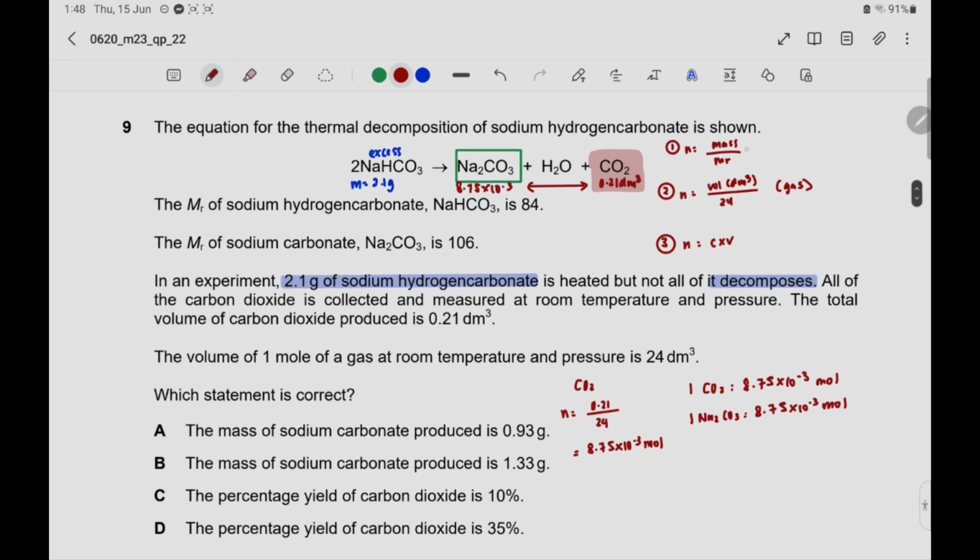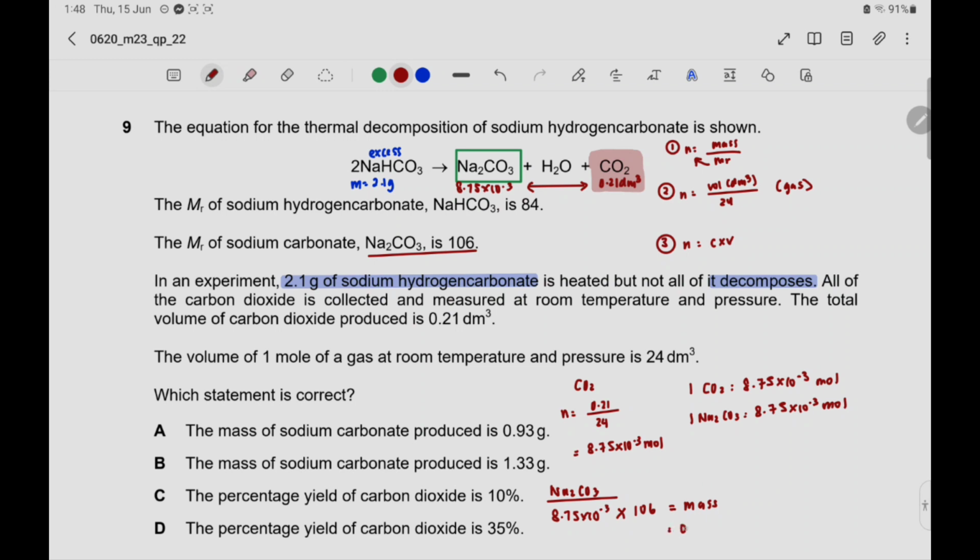So I use the first formula to get my mass because I already have my Mr. So my number of moles, 8.75 times 10 to the power of negative 3, equals mass divided by Mr, so I move it here, you get it? Times 106 equals my mass. So I should be able to get 0.9 something whenever you calculate it, okay?